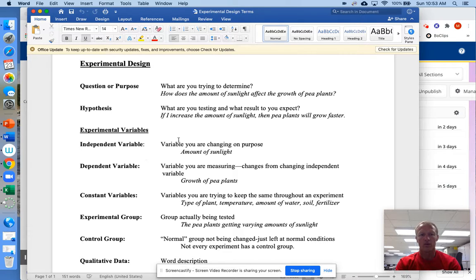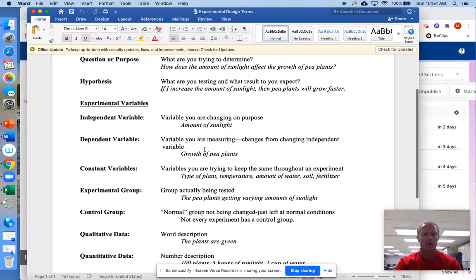The dependent variable depends on that. So what's going to change as a result of changing the amount of sunlight, or what are we measuring? In this case, we're measuring the growth of pea plants. So how does changing the amount of sunlight affect the growth of pea plants? Independent, dependent variable. You only have one independent variable, you have one dependent variable. You don't want to test multiple independent variables at one time.